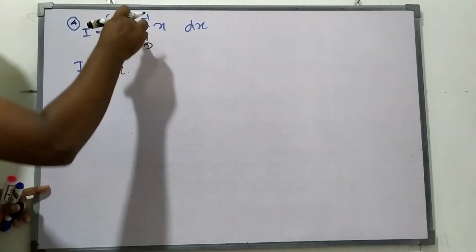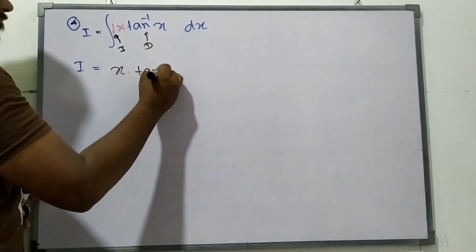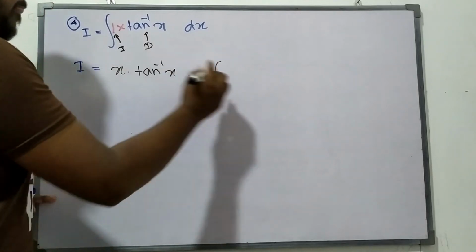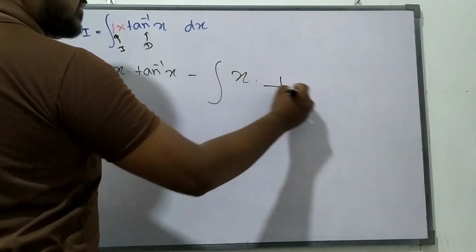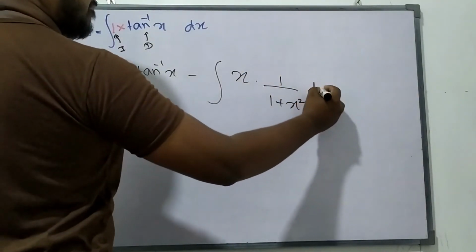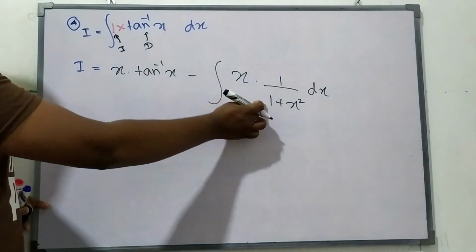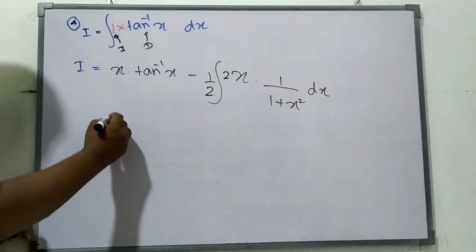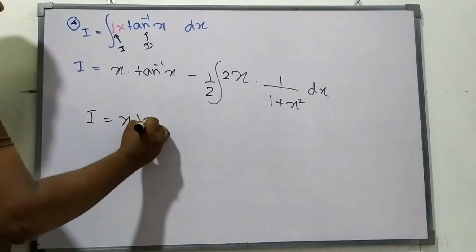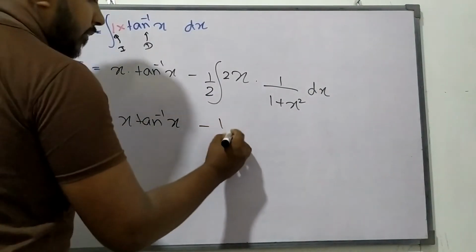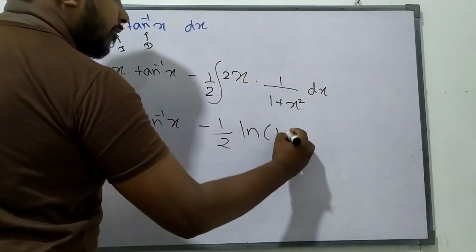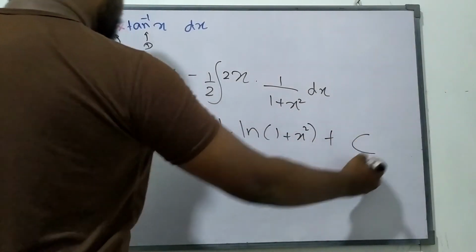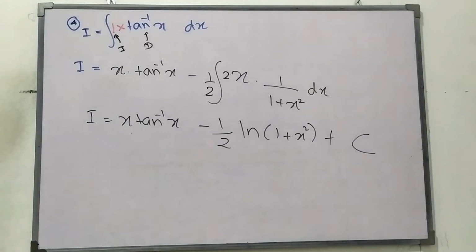Integration value into differentiation function, minus integration value into differentiation answer. Right, so here the denominator's differentiated value is on the numerator now. So the answer is x tan inverse x minus half ln of 1 plus x squared plus c. Okay, so this is the answer of that sum.